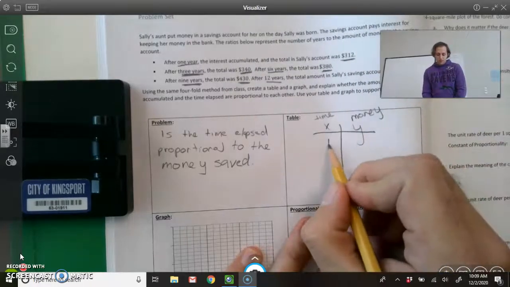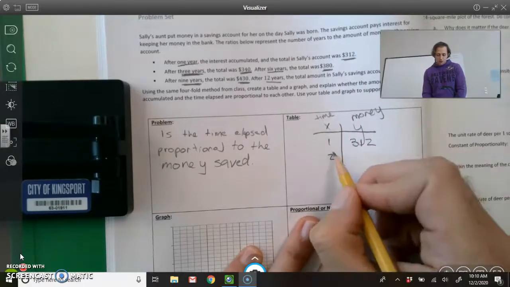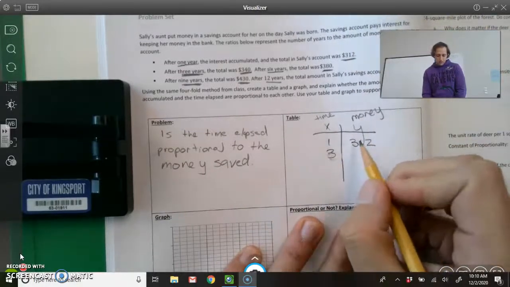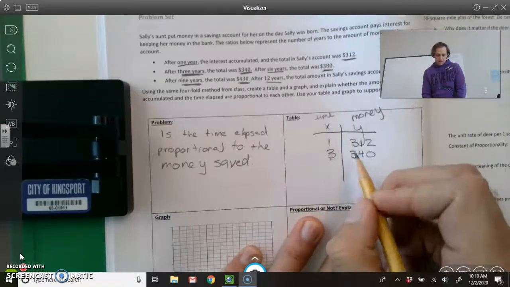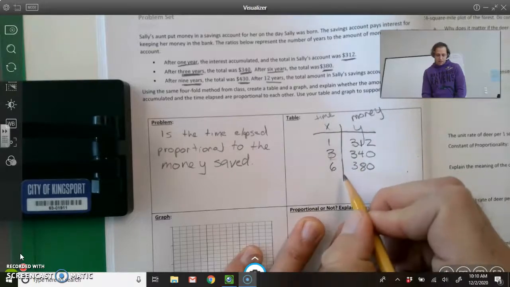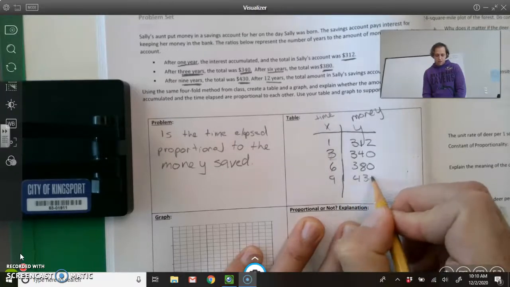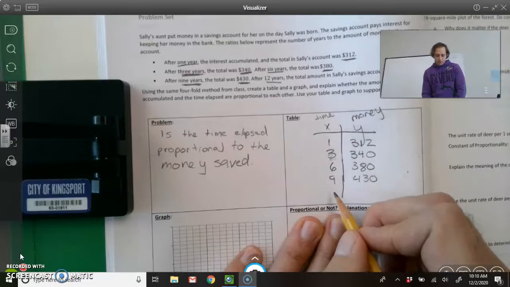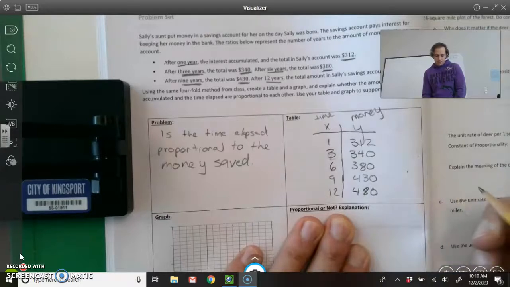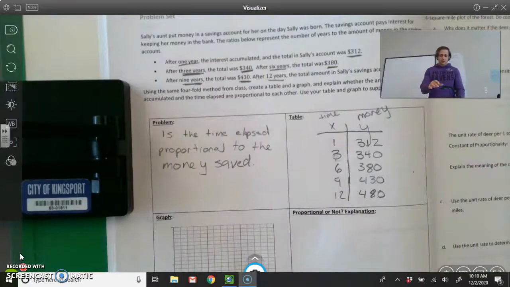After 1 year, she has $312. After 2 years, or excuse me, 3 years, let me erase this. After 3 years, she has $340. After 6 years, she has $380. After 9 years, $430. After 12 years, $480. Okay, so these are my amounts. Now, I need to graph them on a graph.